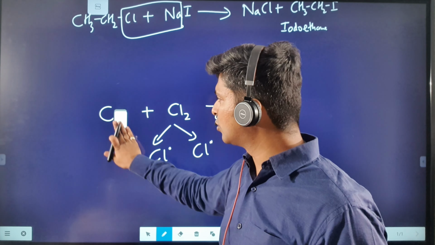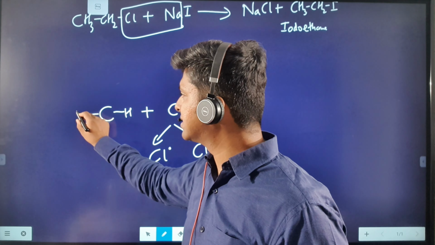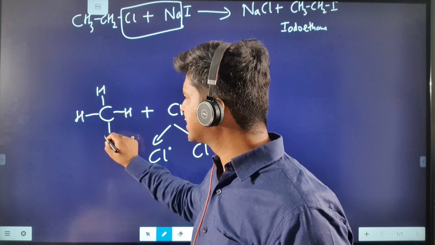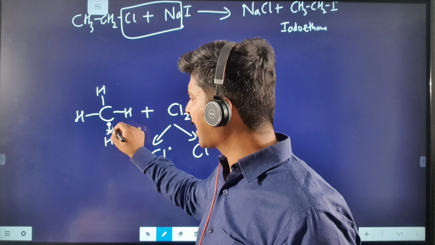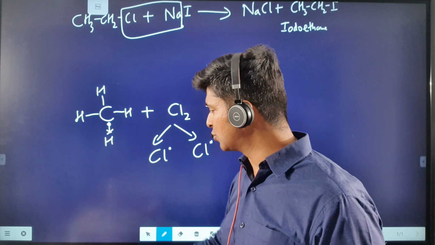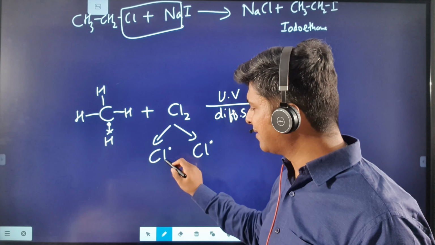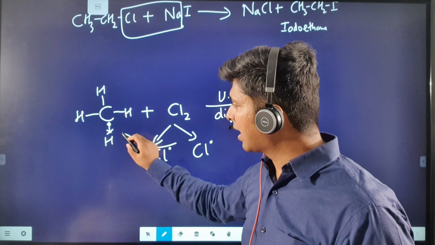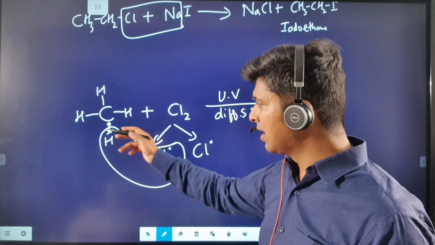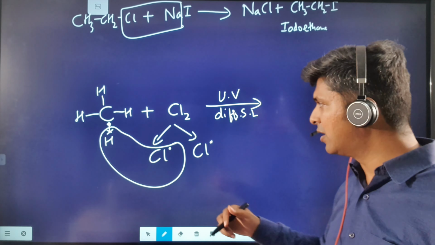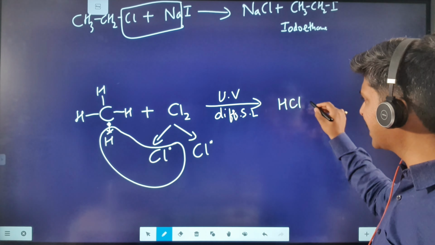So what they are going to do is attack this methane molecule, and you can see that the methane molecule has covalent bonds between carbon and hydrogen. So what is this unpaired electron of chlorine going to do? The free radical of chlorine will remove or abstract the hydrogen from there, forming HCl.